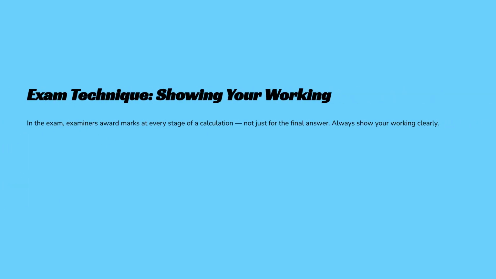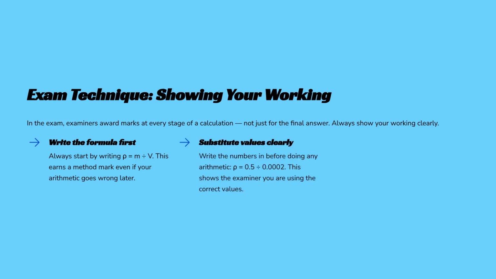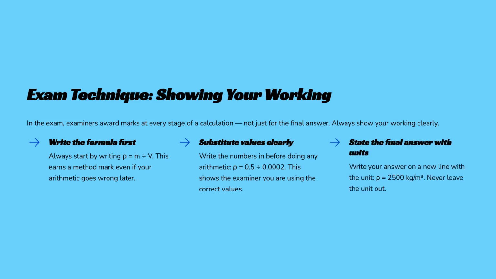For exam calculations, follow this sequence. Write the formula first to earn method marks. Then, substitute your values clearly before performing the arithmetic. Finally, write your answer on a new line, always including the correct unit.